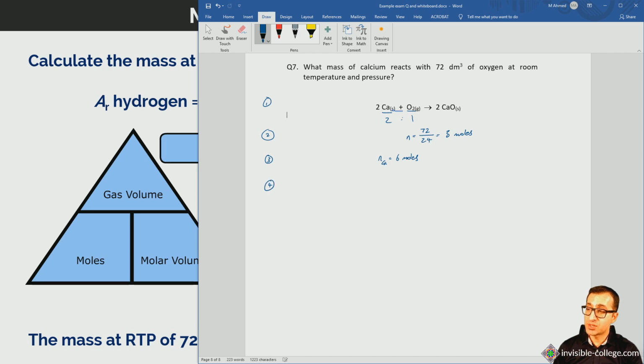So the final step is to use the appropriate equation to calculate the answer to the question. In this case, we're being asked not for the number of moles of calcium, but for the mass of calcium. So we're using this expression here. Number of moles is equal to mass divided by relative mass. Mass in grams is going to be therefore equal to the number of moles times the relative mass. Relative atomic mass of calcium is 40, and so the mass of calcium that we need to react with 72 decimeters cubed of oxygen is going to be 6 moles times 40, which gives us 240 grams.